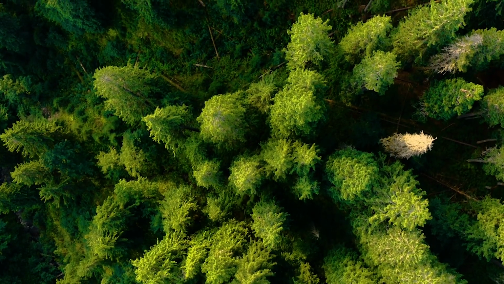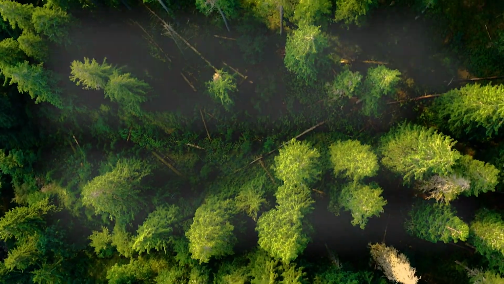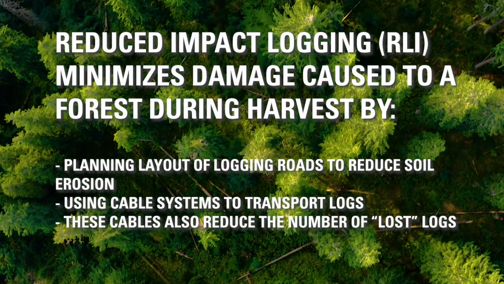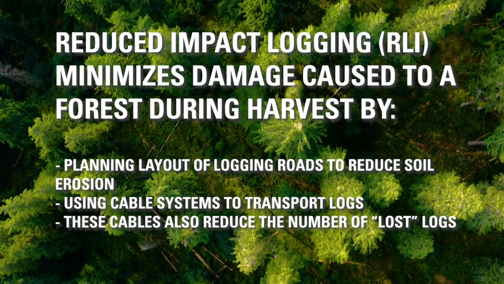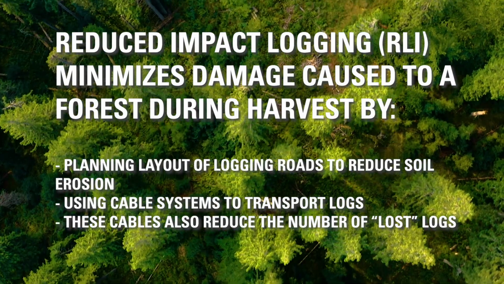Reduced impact logging is one of the most environmentally focused harvesting methods. This practice aims to minimize the damage caused to forests during the harvest by planning the layout of the logging roads to reduce soil erosion, using cable systems to transport logs, and reducing the number of gloss logs.